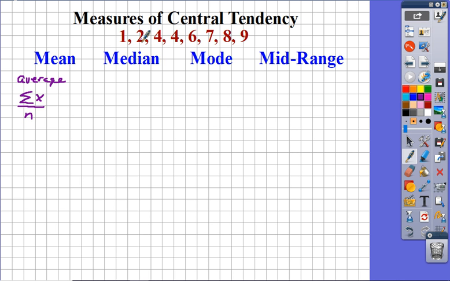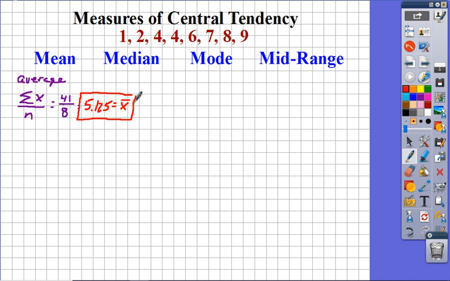So in this case, we would take 1 plus 2 plus 4 plus 4 plus 6 plus 7 plus 8 plus 9, and we would end up with 41 divided by 1, 2, 3, 4, 5, 6, 7, 8 numbers. So we've got 41 divided by 8. And what we end up with is 5.125. And that's our mean. And we'll show that as x bar. That's a standard way of writing mean. So that's our first measure.